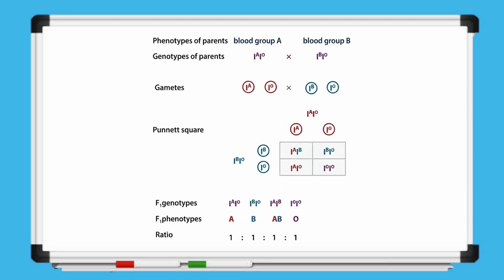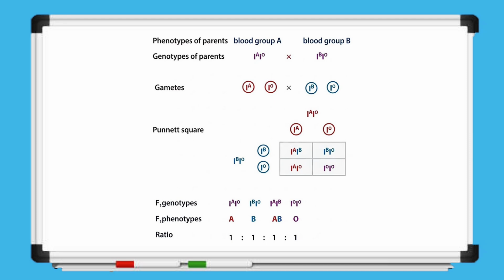Here, one parent has blood group A, and the other has blood group B. To get all possible outcomes, we consider both parents as heterozygous. So, the parent with blood group A has the genotype I^A i, and the parent with blood group B has the genotype I^B i. During gamete formation, the parent with blood group A produces two types of gametes, I^A and i. Similarly, the parent with blood group B produces two types of gametes, I^B and i.